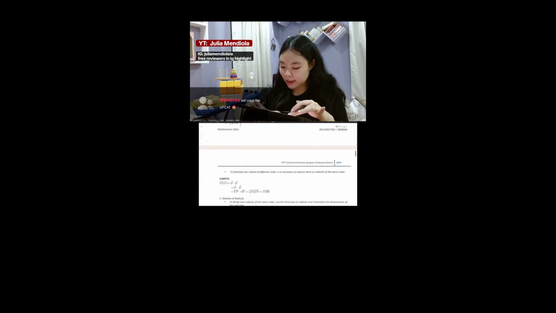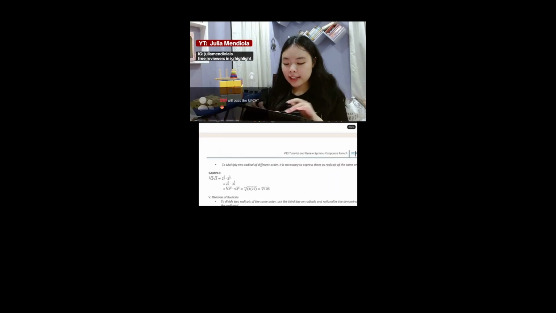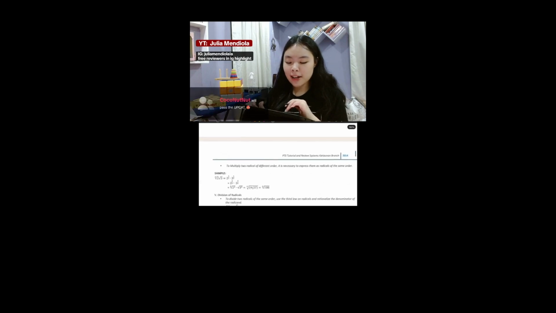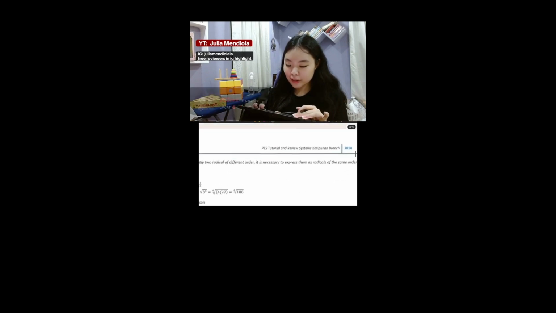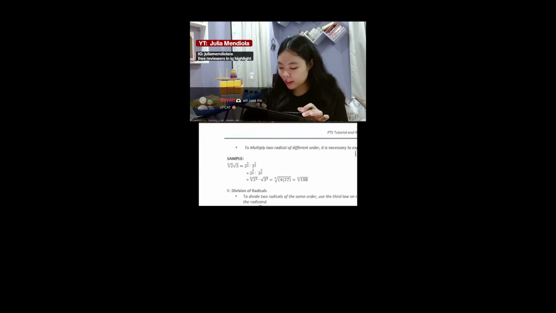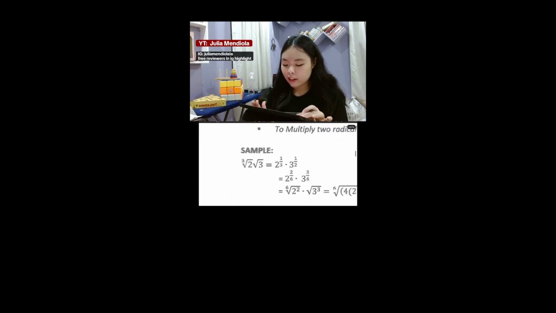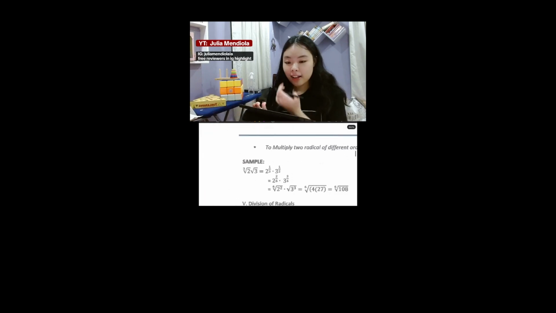Next example, let's see. To multiply 2 radicand of different order, it is necessary to express them as radicals of the same order. That's so crazy. How are we gonna do that? Paano siya gagawin? So, for example, guys, kailangan daw maging same ang radical nila. Dito nahihirap ang buhay natin, okay? Kailangan mo natandaan ang mga fraction stuff.